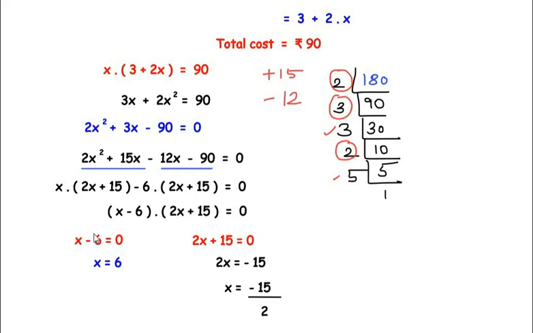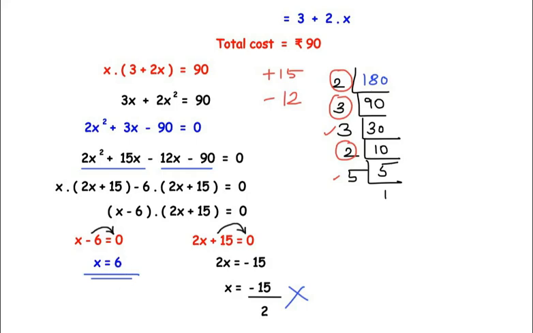Now for x minus 6, we are going to take the negative 6 on the other side of equal to sign. So we get x equal to 6. Similarly, taking positive 15 on the other side of equal to sign, we get 2x equal to negative 15. And taking 2 on the other side of equal to sign, we get the value of x as negative 15 over 2. But here x represents the number of articles, so it cannot be a negative value. So we are going to discard this value of x and consider the value of x as 6. So the number of articles produced each day were 6.